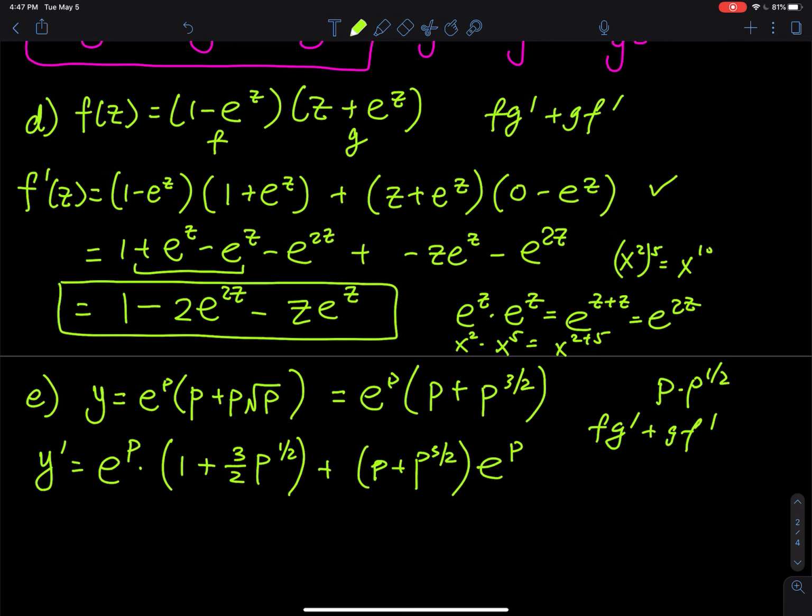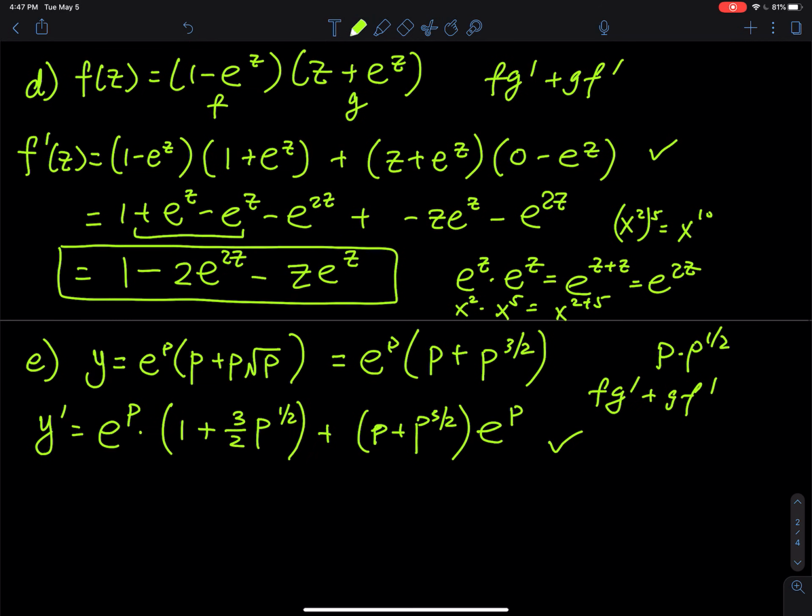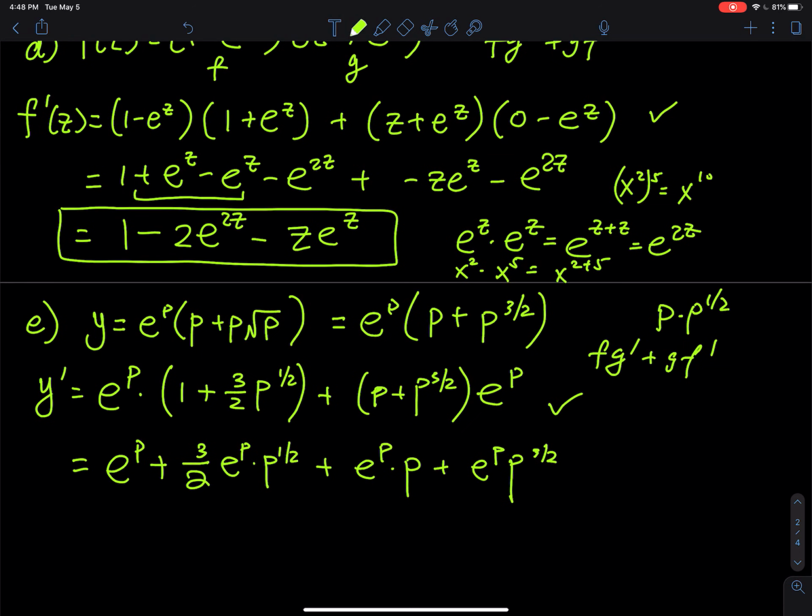To me, I will take that as a final answer because it is easy for me to check your work. But if you do your homework online, they would like you to simplify all the way to the end. So e to the p plus 3/2 p e to the p times p to the 1/2, and then plus e to the p times p plus e to the p p to the 3/2. I don't see anything that we can combine.